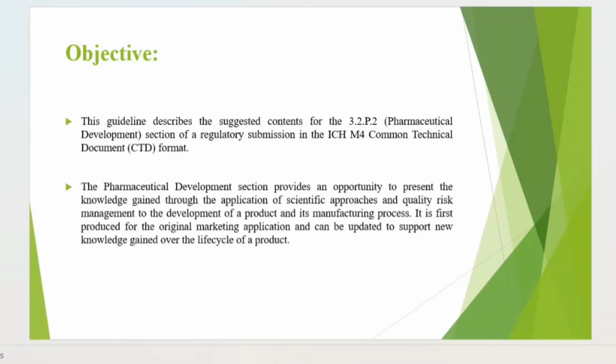There are some changes in the appearance of the product. Then accordingly the pharmaceutical development report also needs to be updated. So in this way it keeps on updating if you make changes in the product itself.